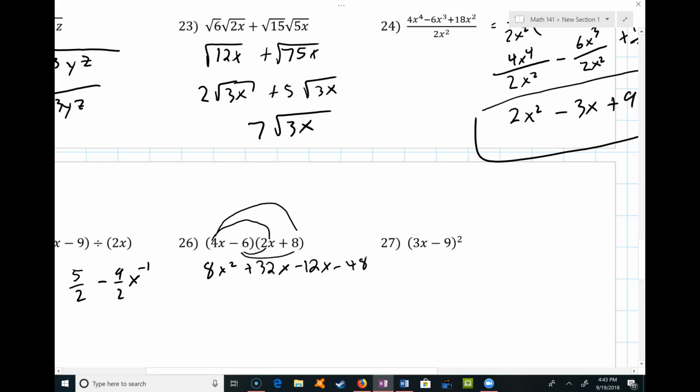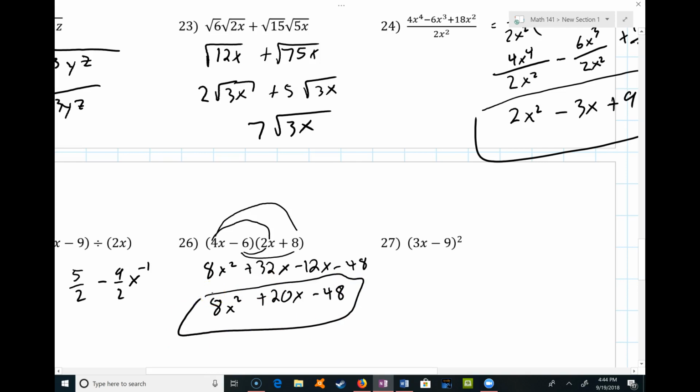There's a few like terms there. Should I pull out my highlighter? No, it's probably okay. 8x squared. 32 minus 12 would be 20. That would be 20x minus 48.